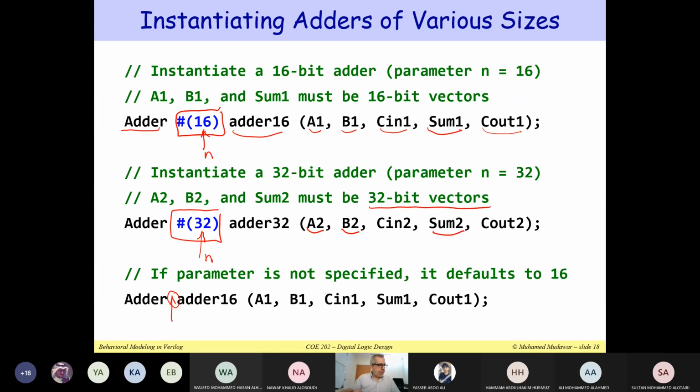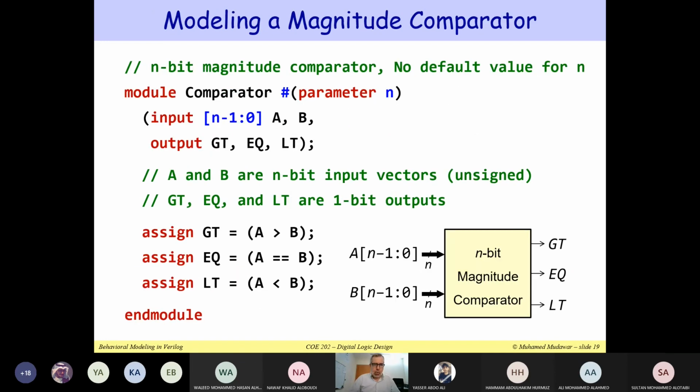I do have other examples. In fact, I have many examples about this. Let us take a look at how we can model a magnitude comparator. In the case of a magnitude comparator, I have two inputs, A and B. Now, these can be n-bit vectors. You can see these are bit vectors, and each one consists of n bits. So I can describe my comparator to have here #parameter n.